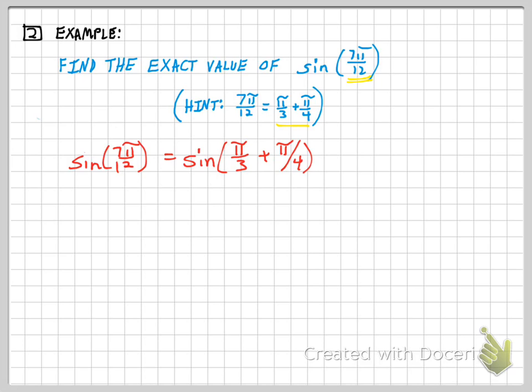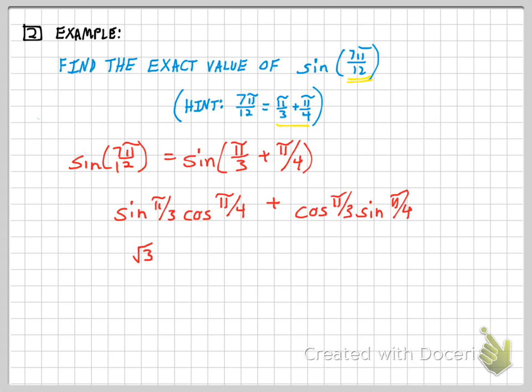Okay, so using the formula directly, this sine of a sum is going to be the sine of the first angle times the cosine of the second angle, and then we're going to have a plus sign, and then the cosine of the first angle times the sine of the second. Okay? And now individually I should know each and every one of these.